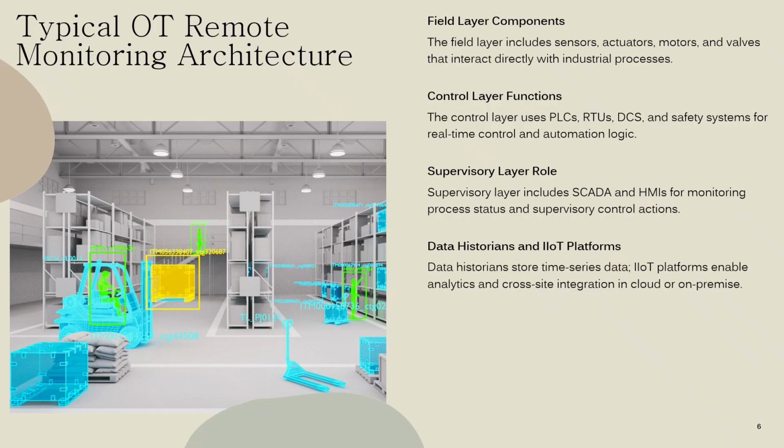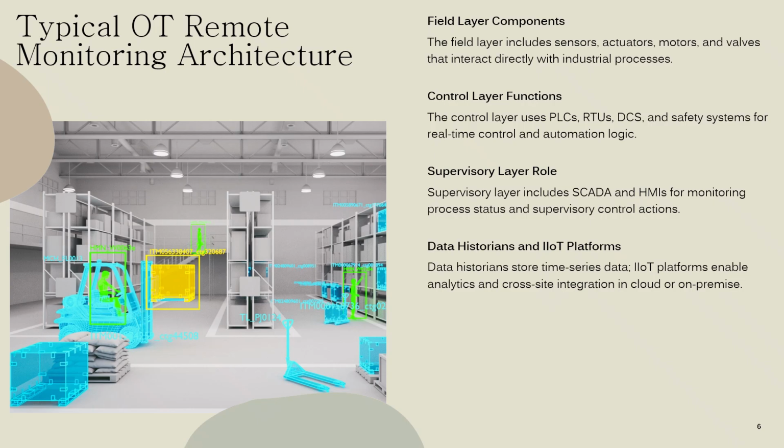A typical OT remote monitoring architecture is composed of several well-defined layers, each serving a specific purpose. The field layer includes sensors, actuators, motors, valves, and other physical devices that interact directly with the industrial process. These devices generate raw data and execute physical actions based on control commands.